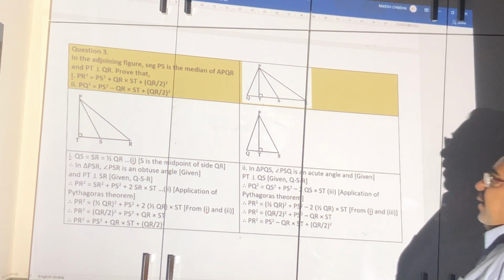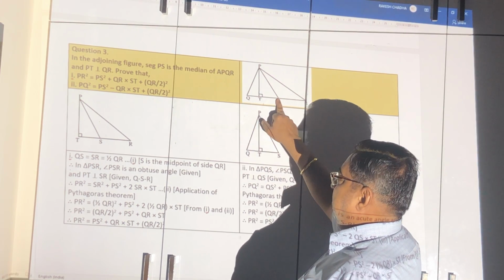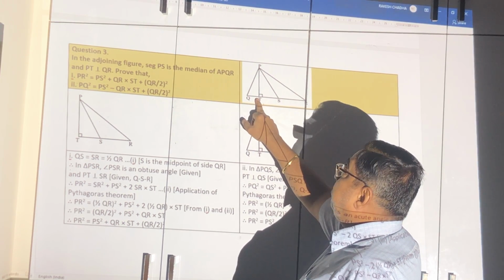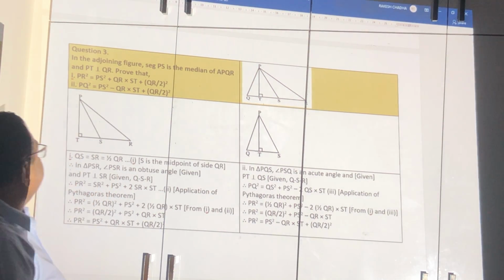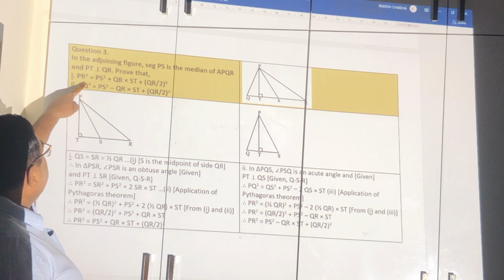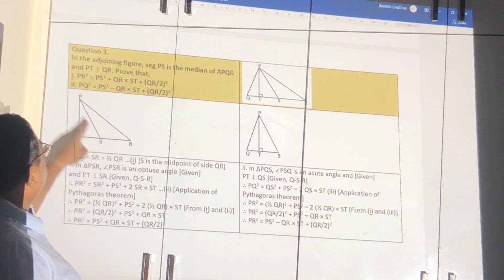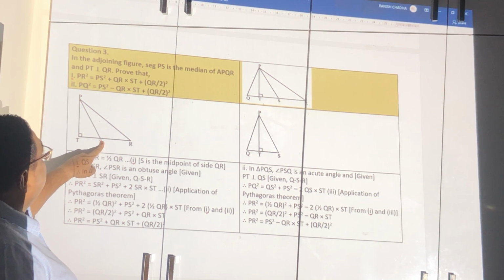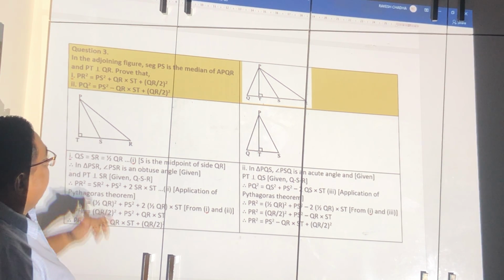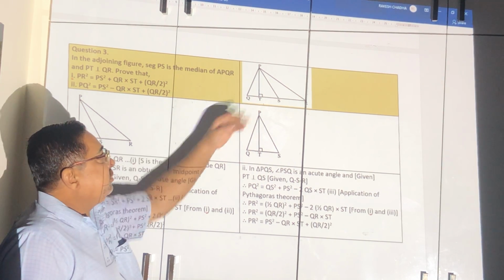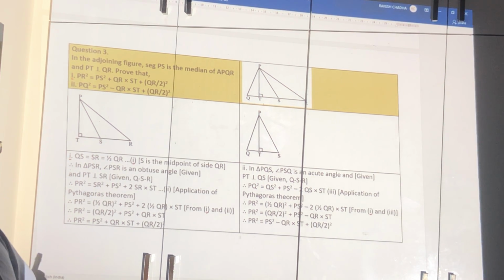In this question, my friends, again a median is given and one perpendicular. So you can see how they are mixing the theorems. First, we have to prove PR square, that is the hypotenuse, is equal to PS square, that is this median, plus QR into ST. Oh sorry, this is the diagram first. So, how to do the sums? Now, in the first sum, we will see how to do it.